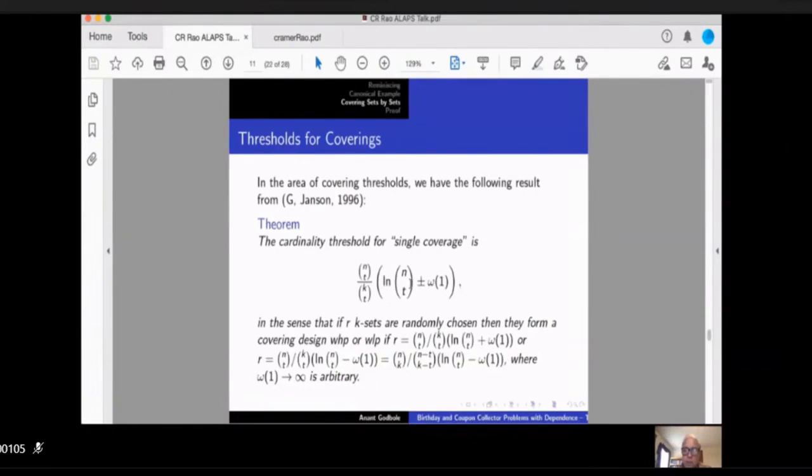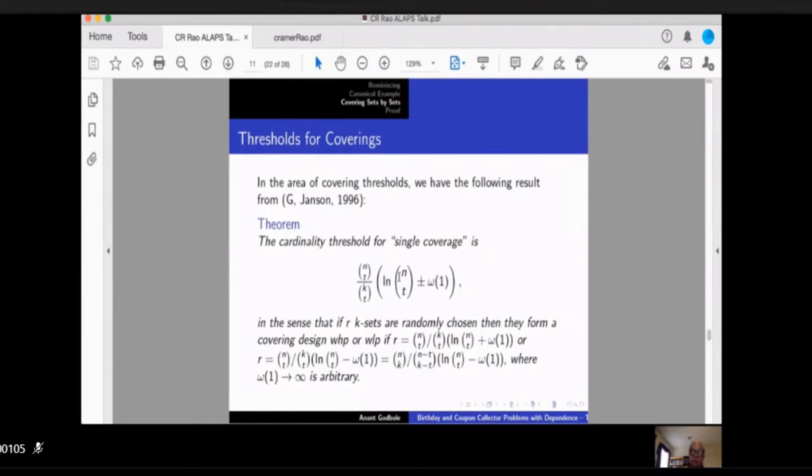So if you have a large number, this much plus omega 1, then the chance that you've covered all the sets is, it's a covering design with high probability, right? In other words, all the t sets are covered by a k set. And when you have minus omega 1, then the probability of that happening is low. It goes to 0 asymptotically.